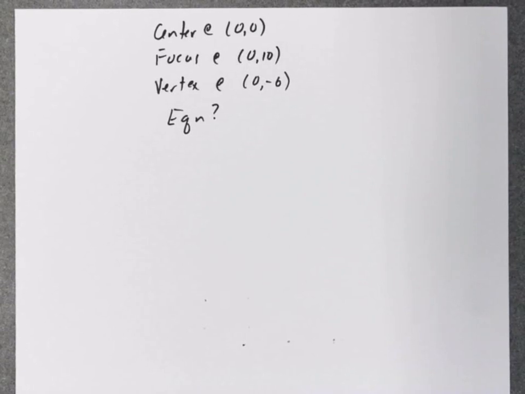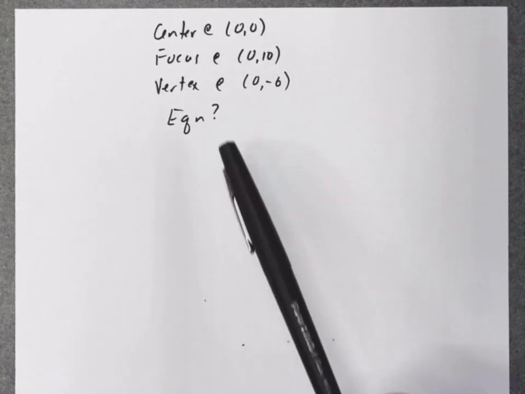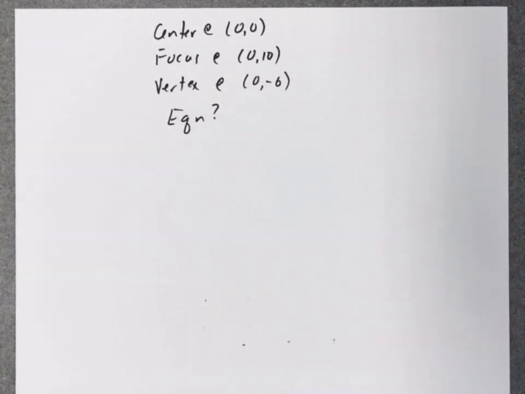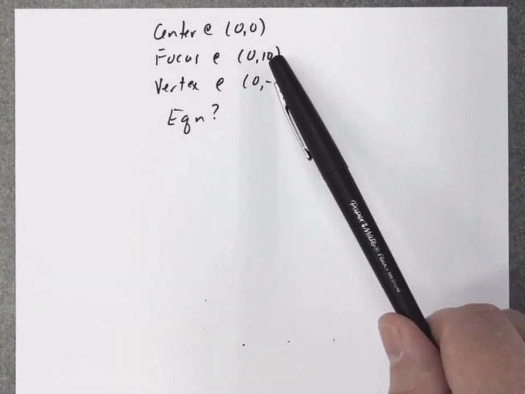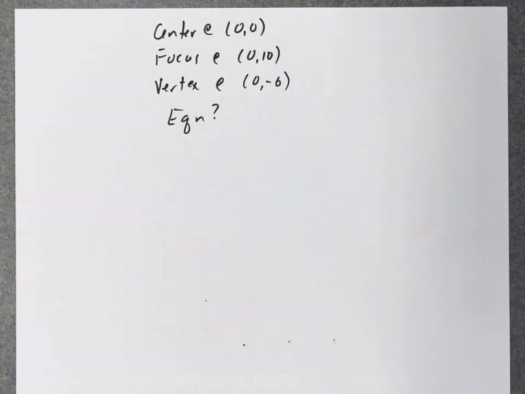Now we want to do a couple of hyperbola problems where we're given information about the hyperbola and we're asked to find the equation. So here is an example. I've already written down the information. The center is at (0, 0), the focus is at (0, 10), and the vertex is at (0, -6), and they want to know the equation.